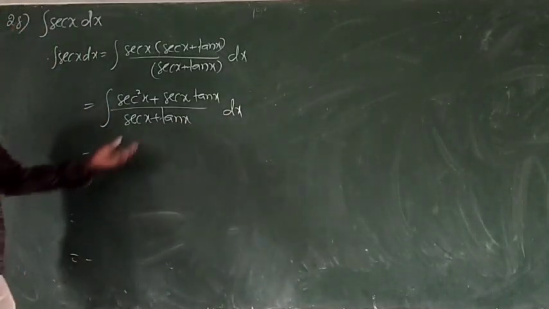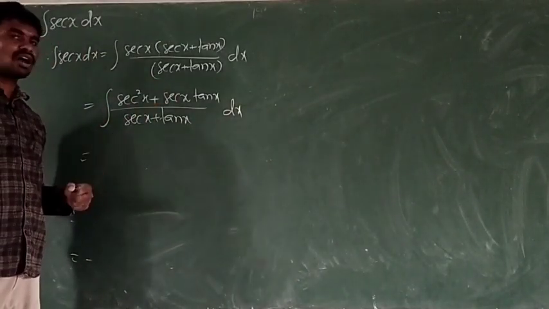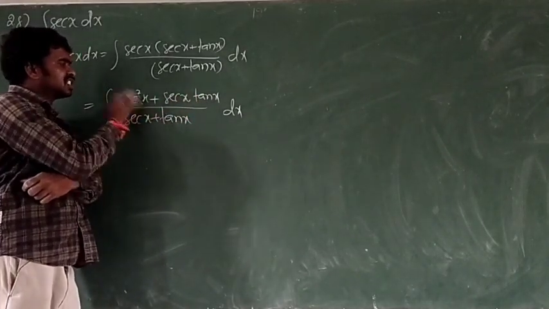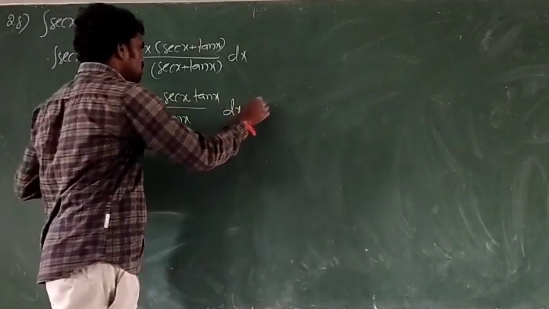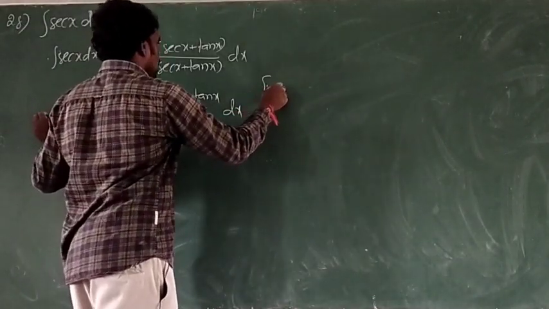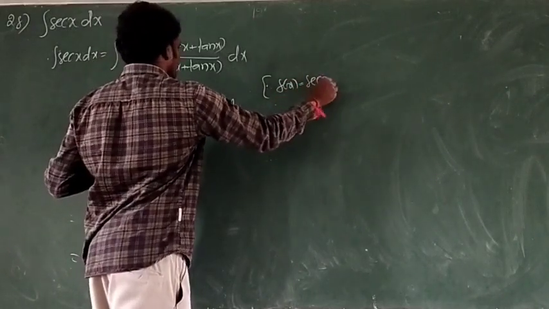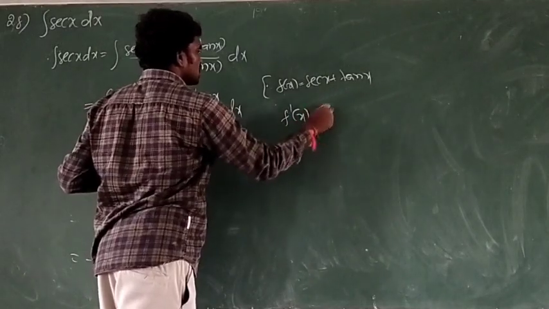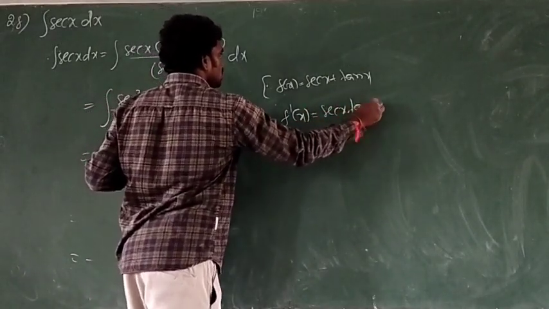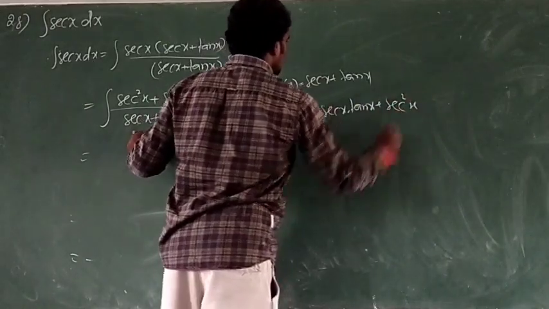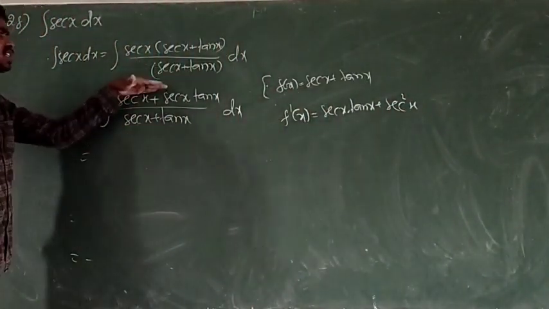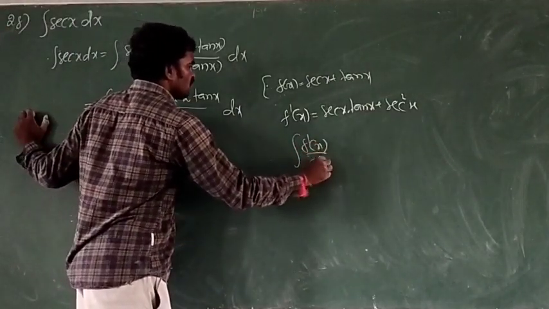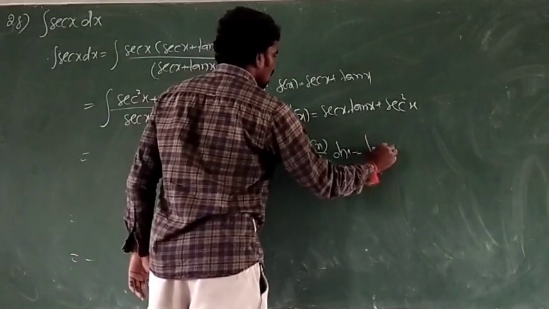So now this is the function, and its derivative is the numerator. How? Secant x derivative is secant x tan x, and tan x derivative is secant square x. Since f of x is secant x plus tan x, f dash of x is secant x into tan x plus secant square x. So the derivative of the denominator is the numerator, in the form of f dash of x by f of x dx. So that is called log of f of x.